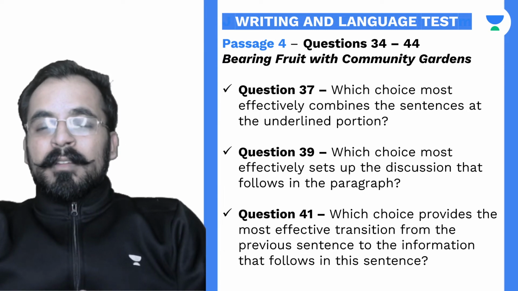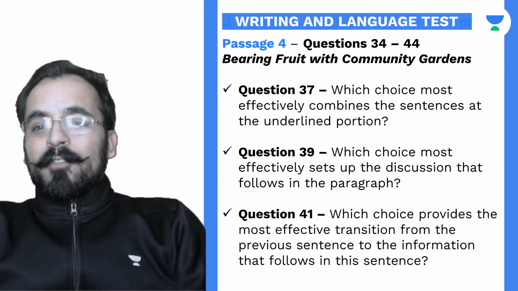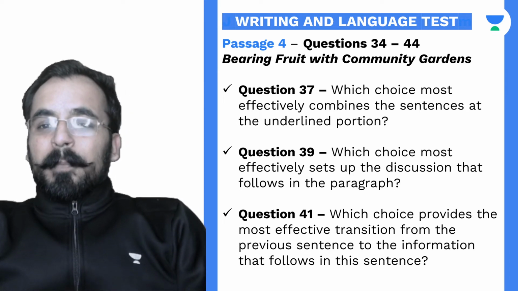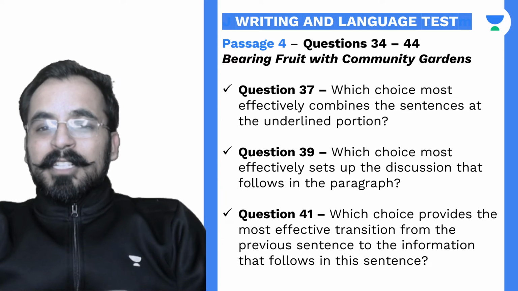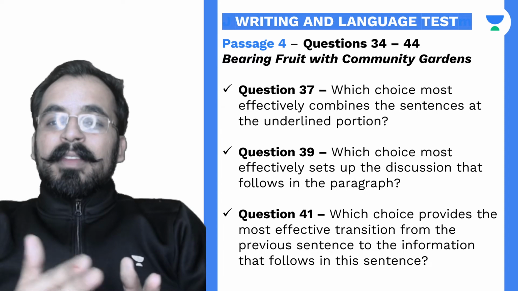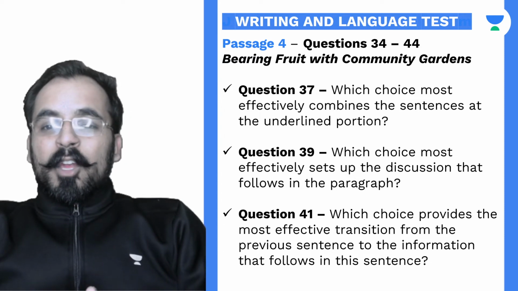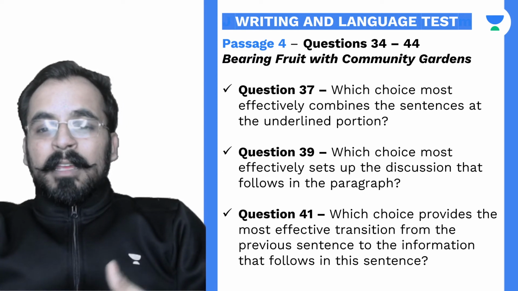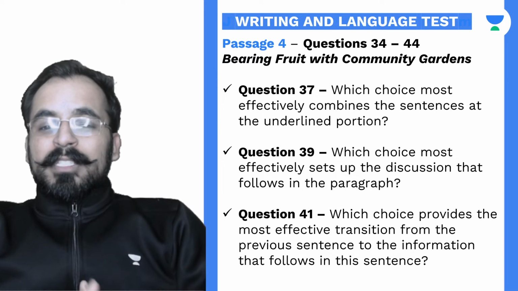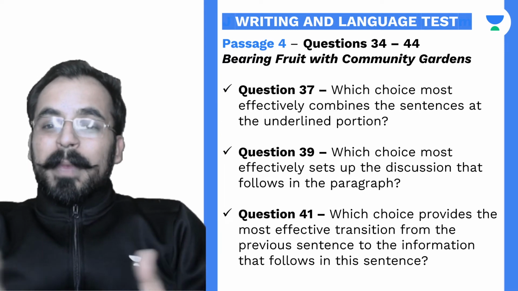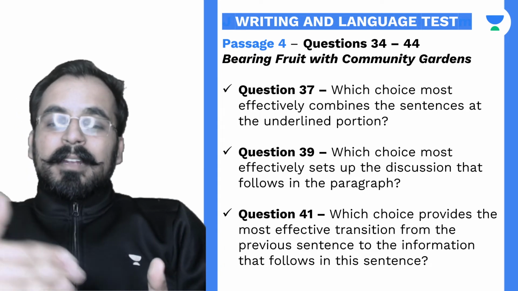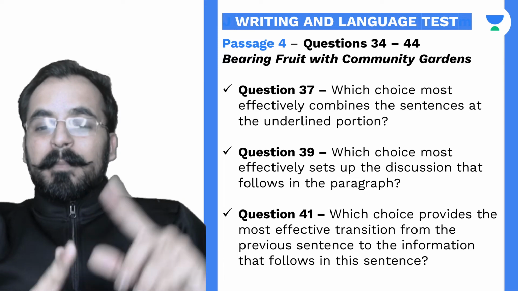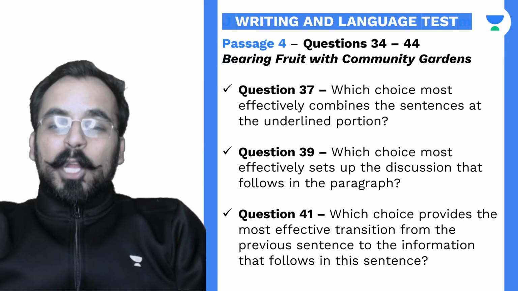Passage number 4, questions 34 to 44 were based on the last passage. So questions 34 to 44 based on passage 4, whose title was Bearing Fruit with Community Gardens. Question 37, which choice combines the sentences? Again a similar one. Question 39, which choice most effectively sets up the discussion that follows in the paragraph? Question 41, again a transition based question. So which choice provides the most effective transition from the previous sentence to the information that follows in this sentence?